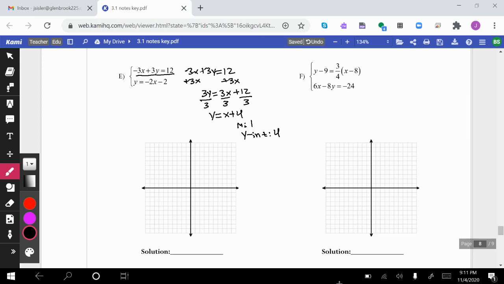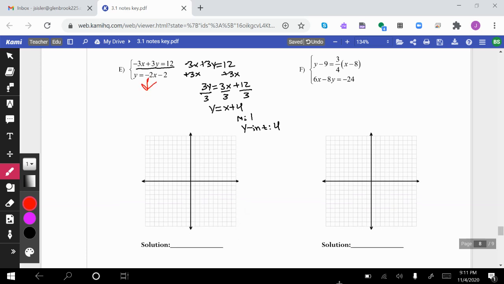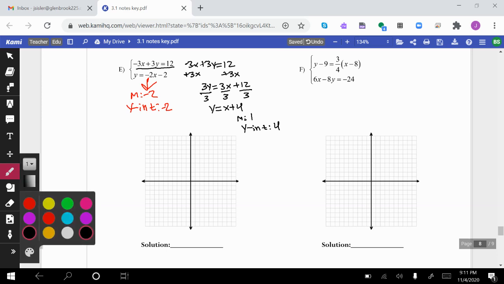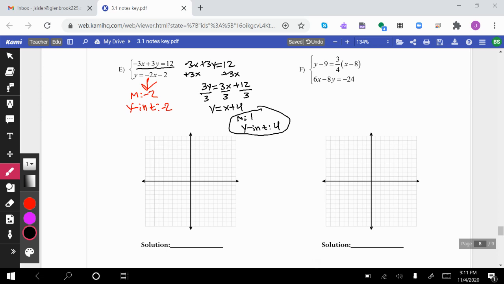And then with our other equation, we can just pull the information. Our slope is -2 and our y-intercept is also -2. So let's just plot out our graphs. Go black first. So our y-intercept is +4 and our slope is 1.